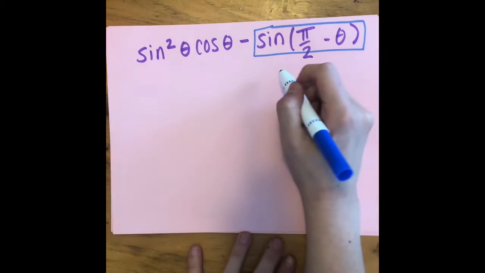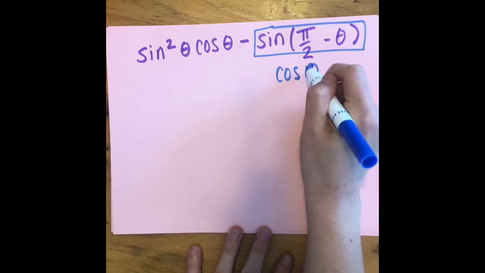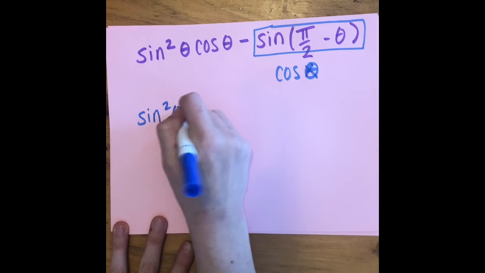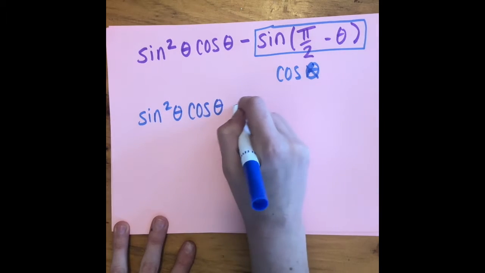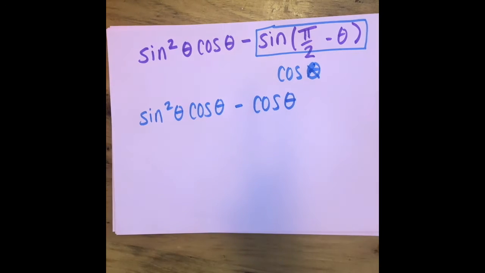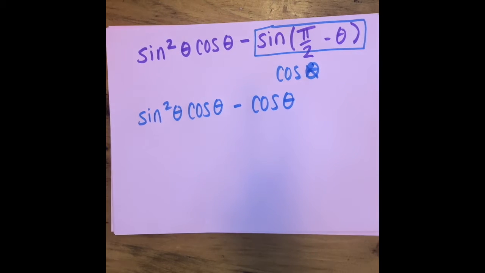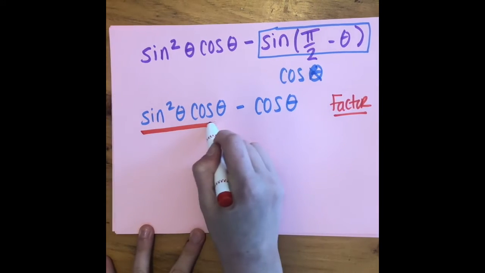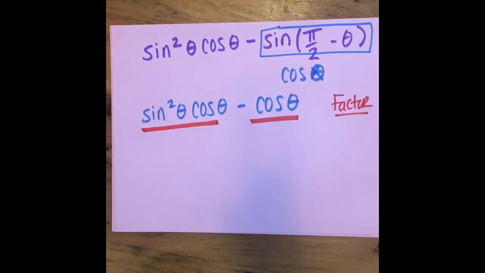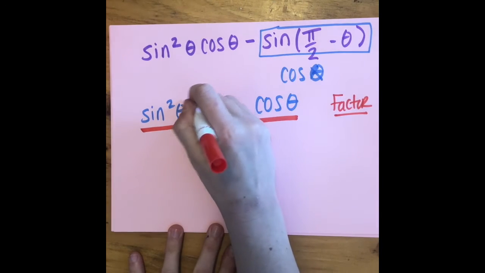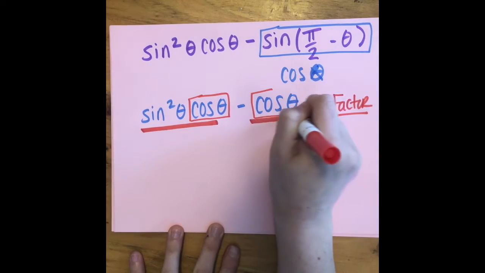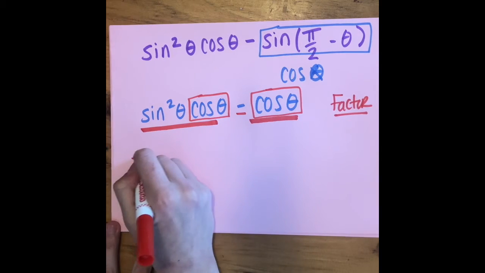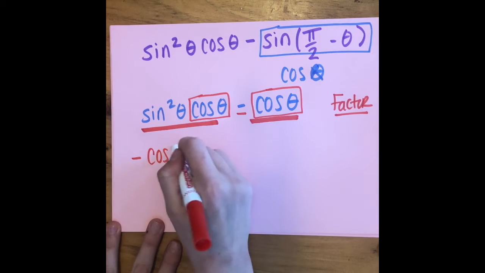I'm gonna rewrite this. This is cosine because sine and cosine are cofunctions. So this is really just sine squared theta cosine theta minus cosine theta. All right, at this point, we have to factor, right? We have one term here and another term here. What do those terms have in common? They have cosine in common. Actually, they have a negative cosine in common. So I'm going to factor out a negative cosine theta.